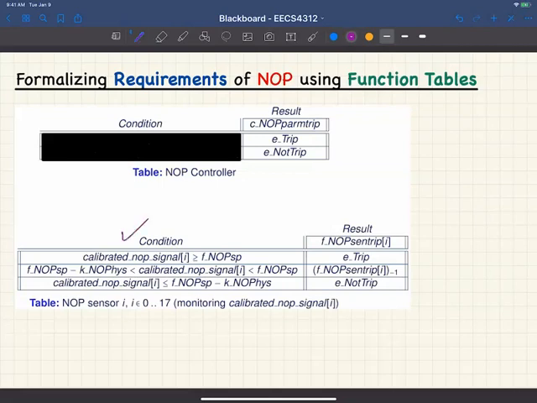Basically, you can see it's a function table over here. Let me help you read it a little bit. You can see calibrated signal over here, calibrated signal over here, and calibrated signal over here. It's indexed by I. I can be from 0 until 17, so you don't need 18 tables. One table will be enough. They behave in a similar way.